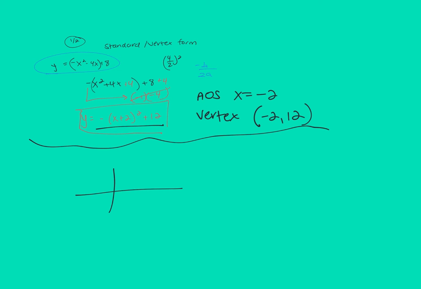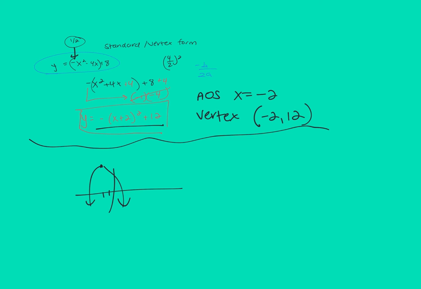So I would start with my vertex, which is negative 2, 12. I know because it's negative, it points down. From there, if I look at my multiple choice, that might be enough to get you what your graph is. If it's a little bit different, then you can always plot one point and find out what it is. But at least it should narrow it down.